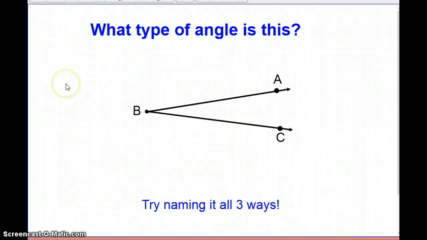So what type of angle is this? That's right, it's an acute angle. We know because it's smaller than 90 degrees. Try writing down the name of this angle in 3 ways.